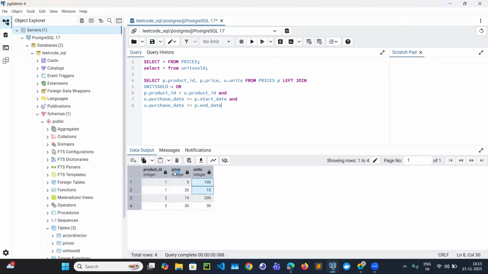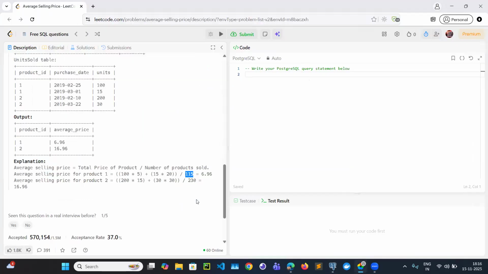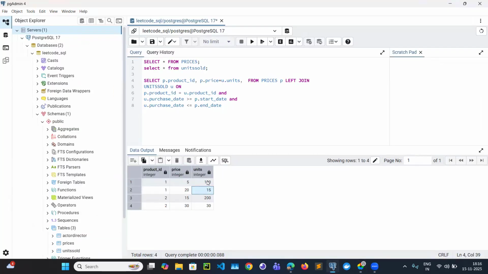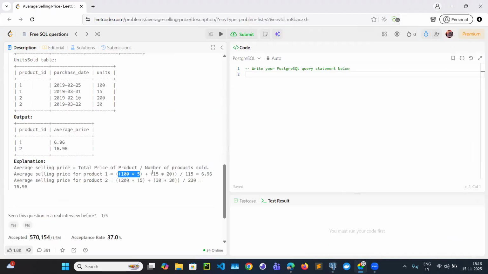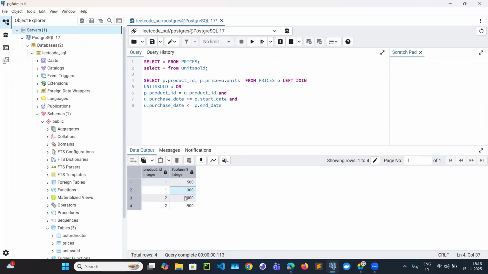Currently we are selecting price and the units, right? But eventually you need to multiply, like 100 multiply 5, 20 multiply 15. So I can multiply P dot price and U dot units. Along with that, I need total quantity, which will come from here, which we can ignore as of now. So let me run that. You can see I am getting 500, which is 100 into 5, and 15 into 20, 300, basically 800, right?